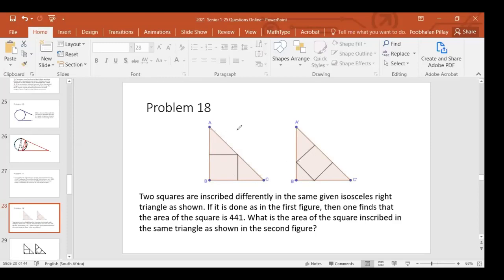And the question is, if this is done in the first figure, then one finds that the area of the square is 441. So the area of the square is 441 here. The question is, what is the area of the square in the same triangle as shown in the second figure? All right. So what is the area of this square?